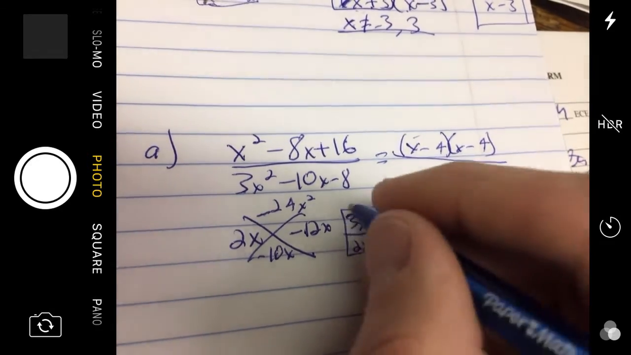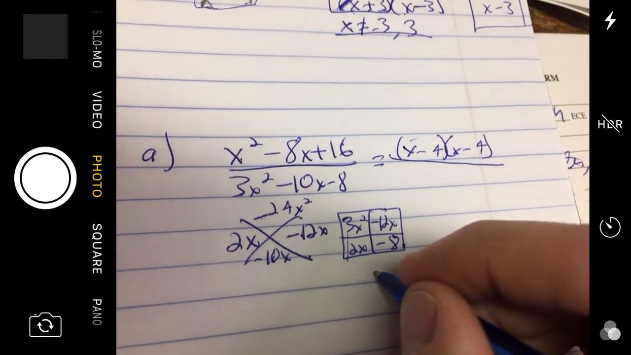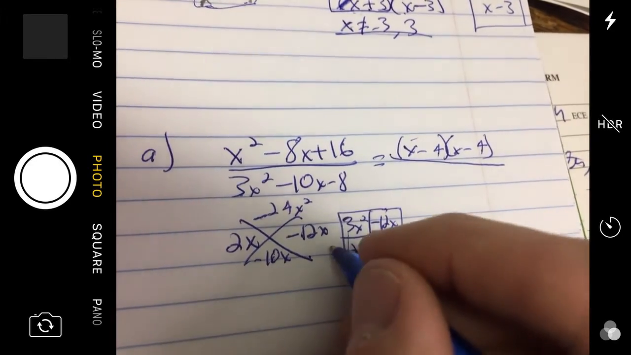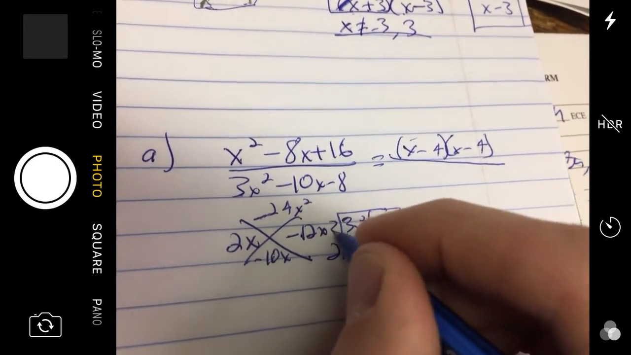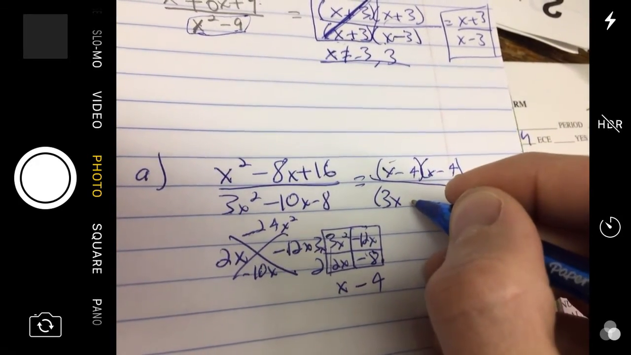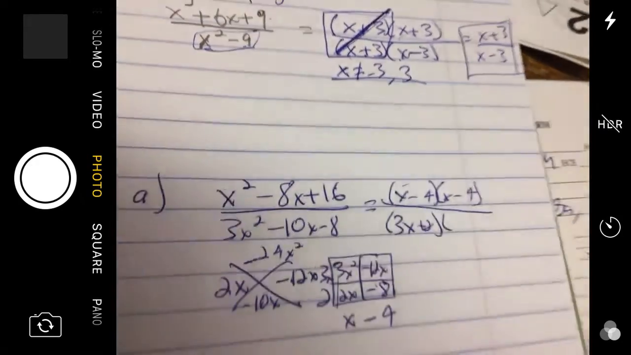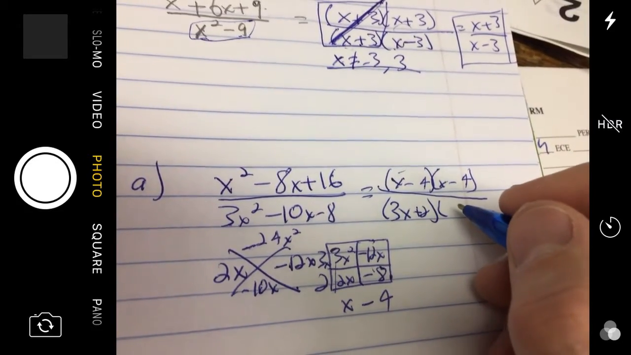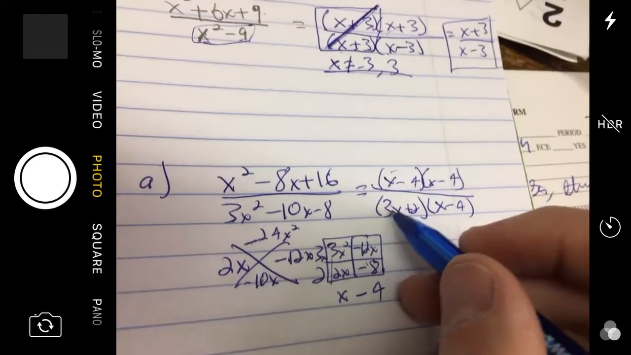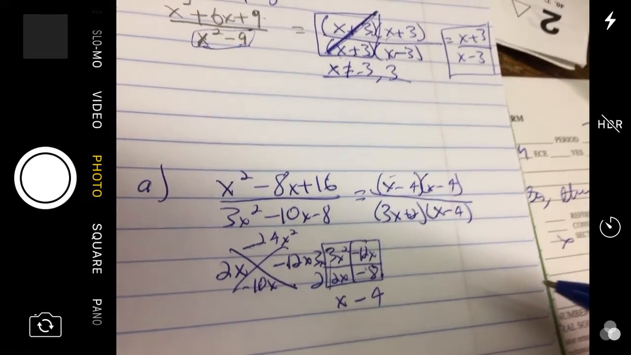And now let's factor things out that are in common. So this would be negative 4 here. This would be x. This would be a 2. And that would be a 3x. So this simplified to be 3x plus 2 and x minus 4. I would recommend going back and checking that. FOIL it out, make sure everything's fine.